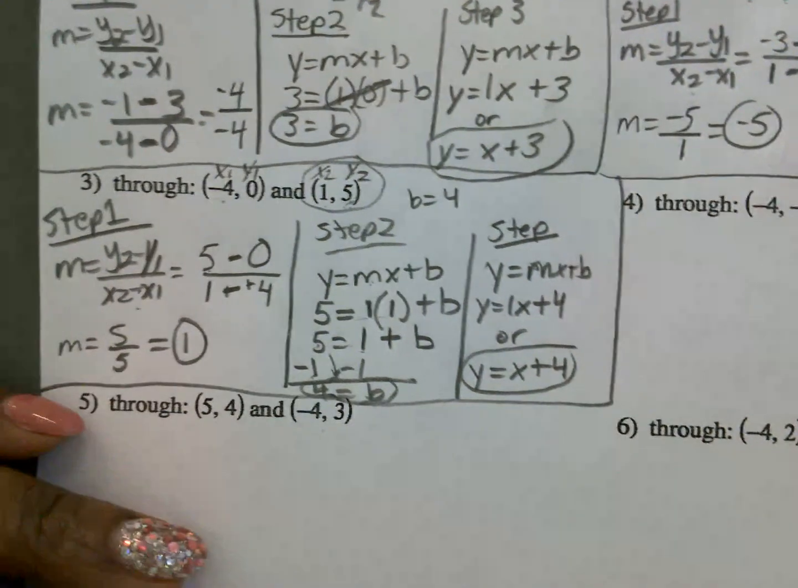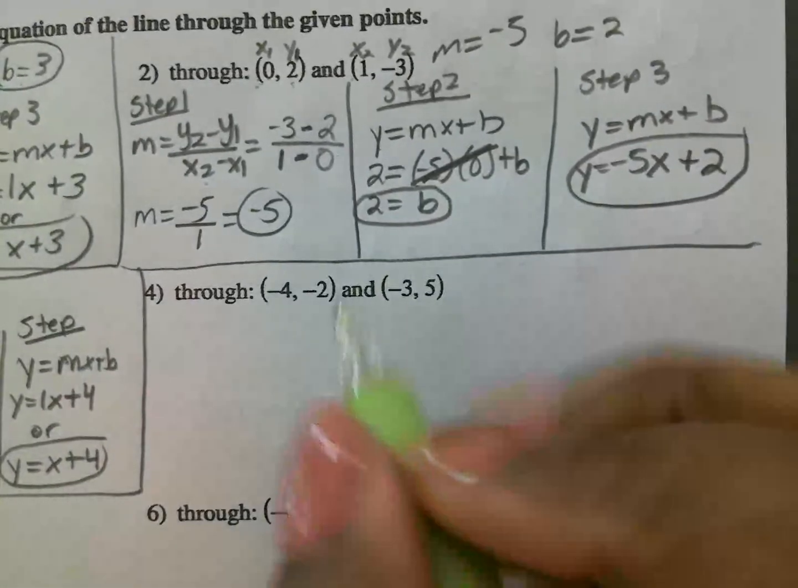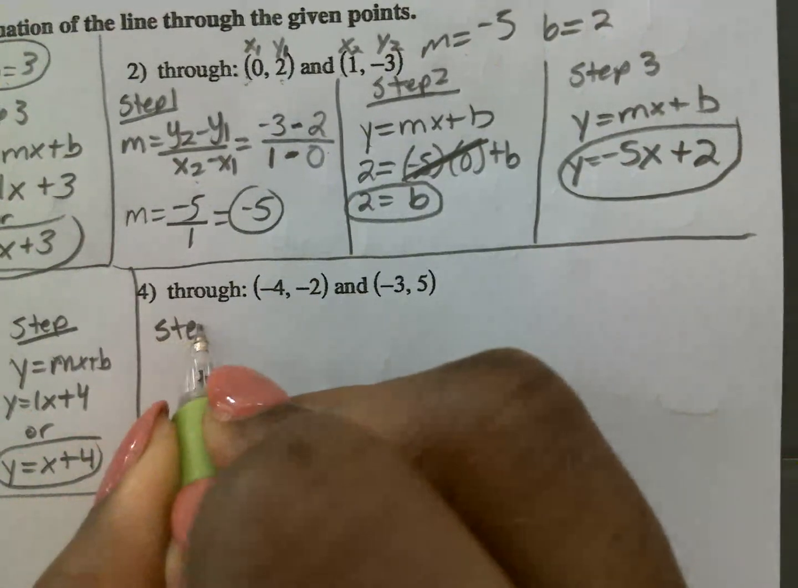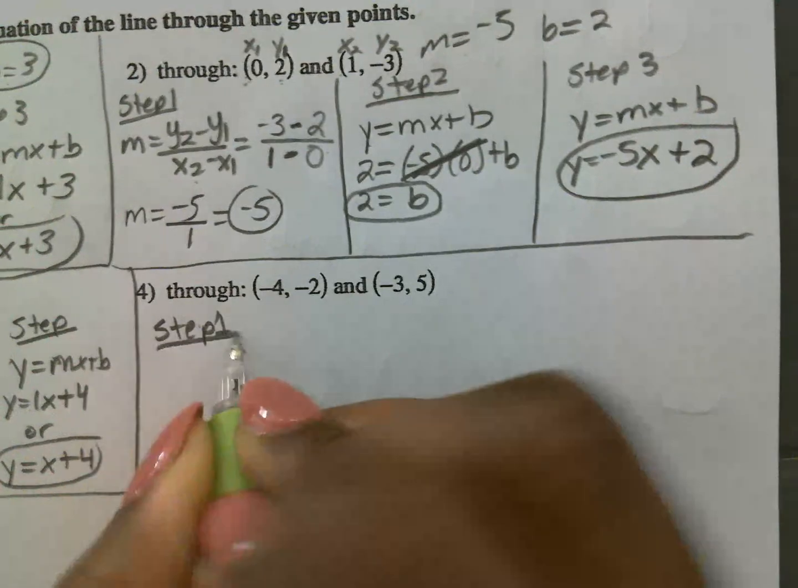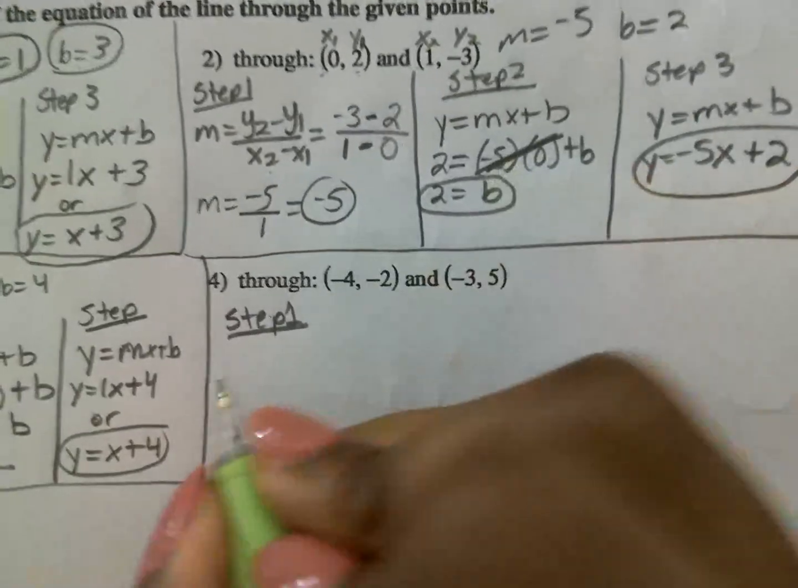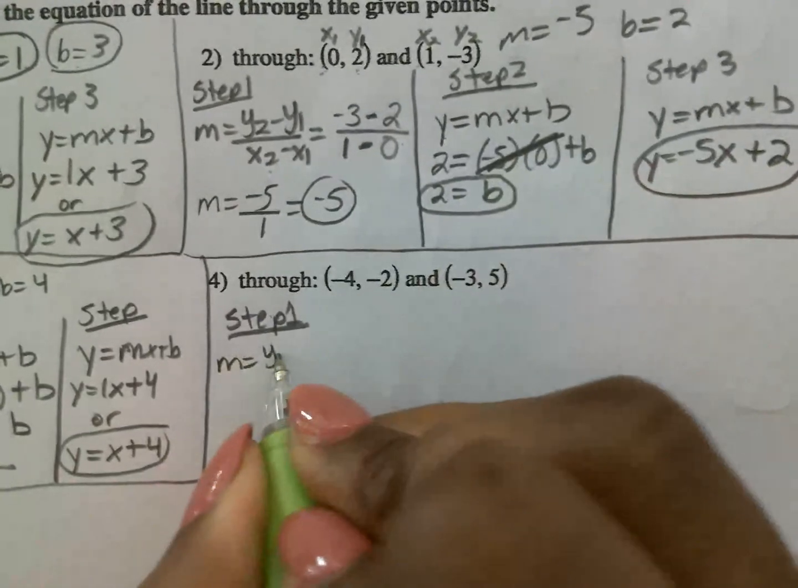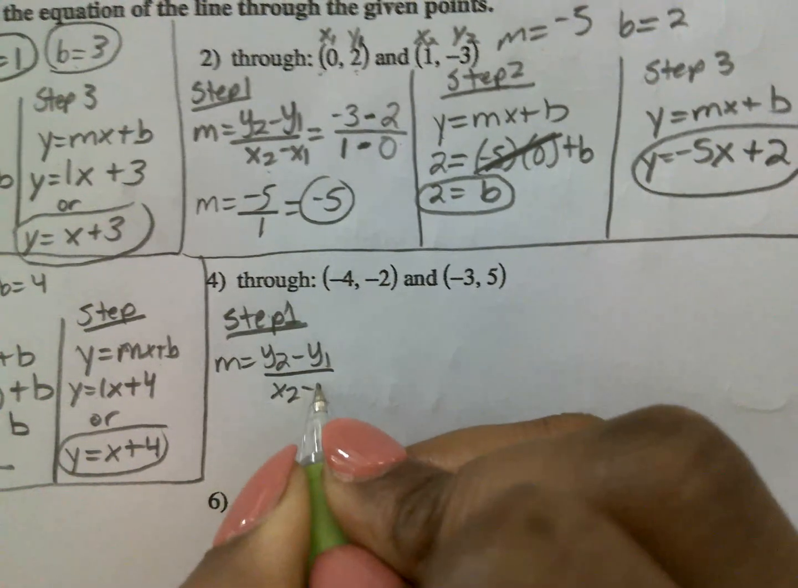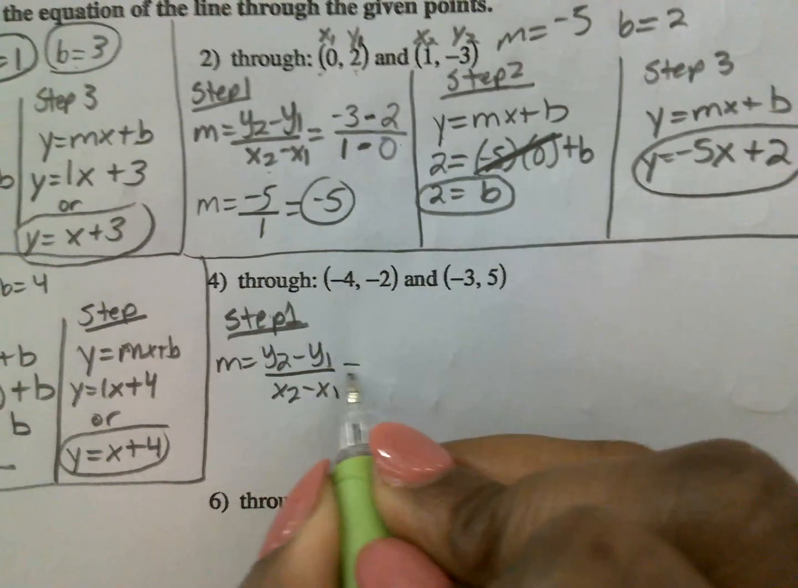Okay? All right, let's do number 4. So we have step 1. First thing is to find the slope. y2 minus y1 over x2 minus x1. Okay?